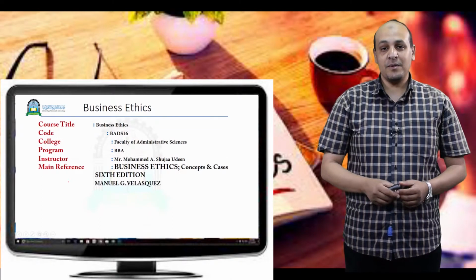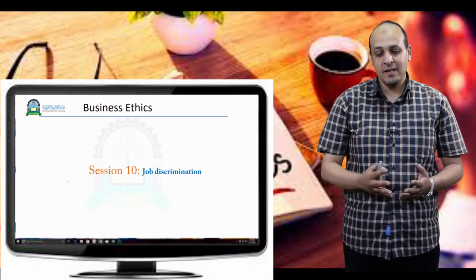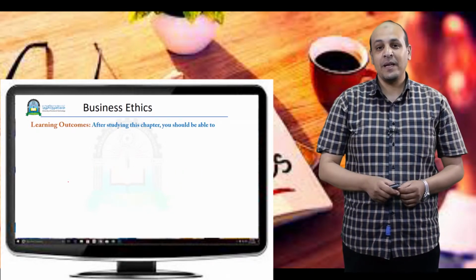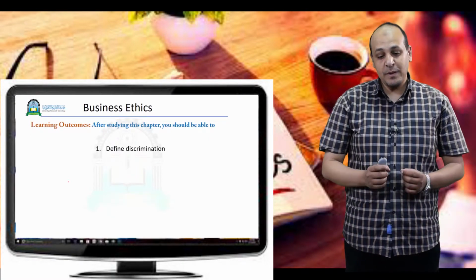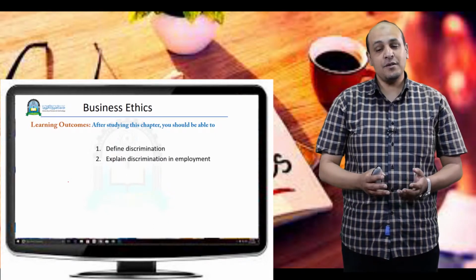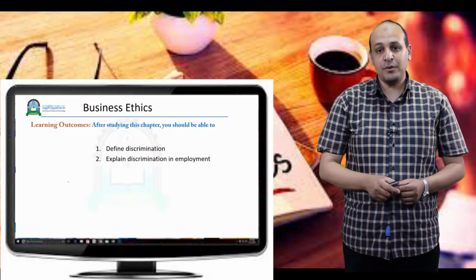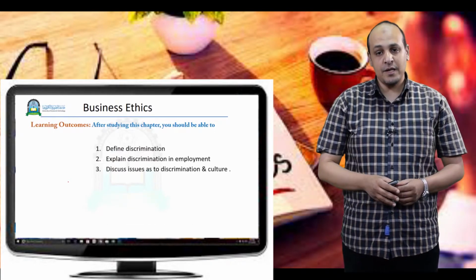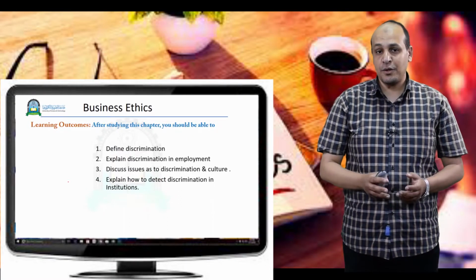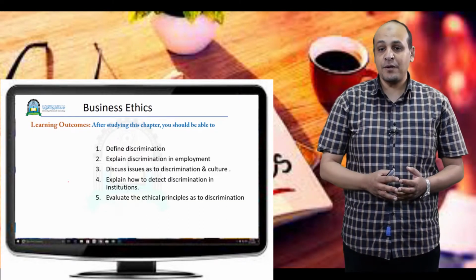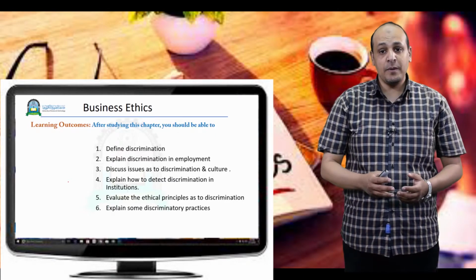Now, talking about the learning outcomes for today's topic, students should be capable to discuss and define the word discrimination. Students should also explain discrimination in employment, and be capable to discuss issues as to discrimination and culture. Another outcome here is explaining how to detect discrimination in different organizations. And then students should be capable to evaluate the ethical principles as to discrimination, explain some discriminatory practices held by companies, and finally students should be able to evaluate affirmative action programs.